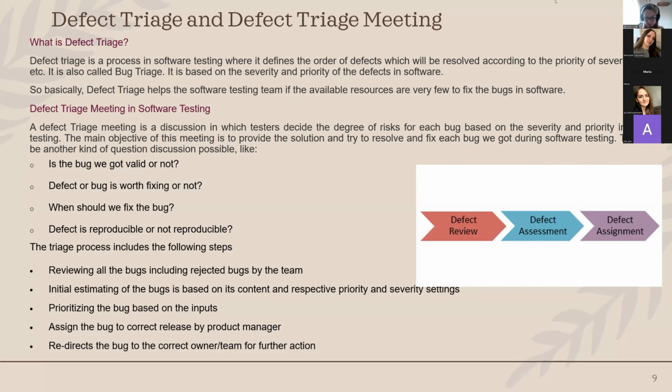Triage is a French word which means sorting. So, defect triage gives the degree of risk to each bug in software testing. If the number of bugs is too much compared to the number of testers, then this process automatically tries to fix the bugs as much as possible based on the degree of risks.